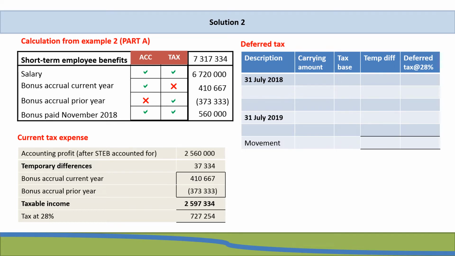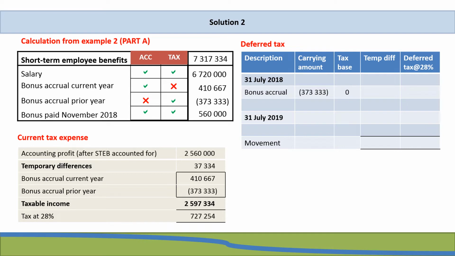is comparing the balance sheet for accounting purposes, being the carrying amount, to the balance sheet for tax purposes, being the tax base. In the prior year, in other words the year ending 31 July 2018, the bonus accrual amounted to R373,333 for accounting purposes. It is a liability and therefore we must indicate this, so I've included it in brackets. Next, the tax base is 0.